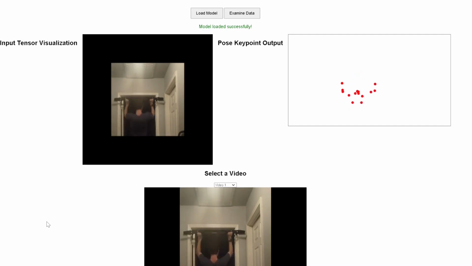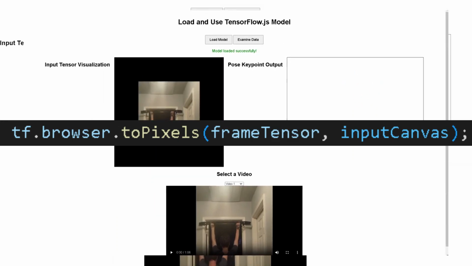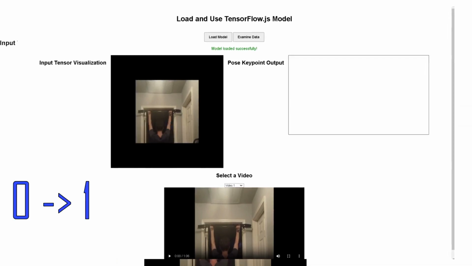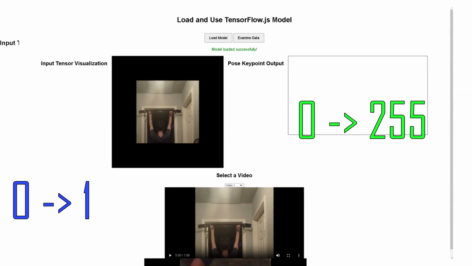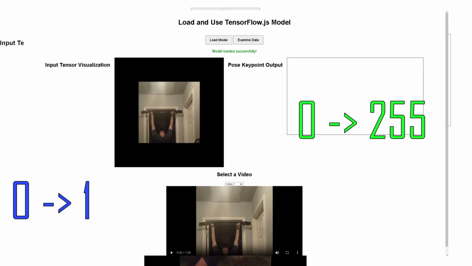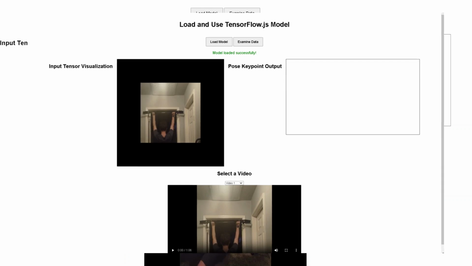Drawing into the canvas is really simple. It's a one-liner, and the hard part is you can have a normalized value of 0 to 1 or 0 to 255, and that was a real problem for me understanding about the normalized values of the model, and it confused me.